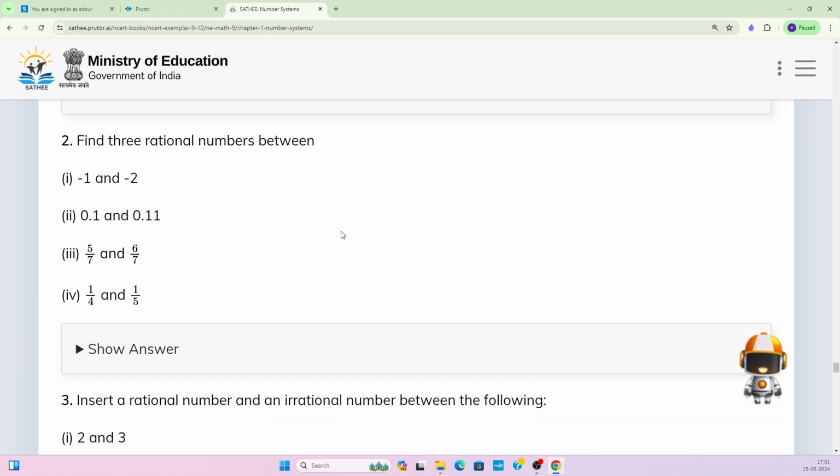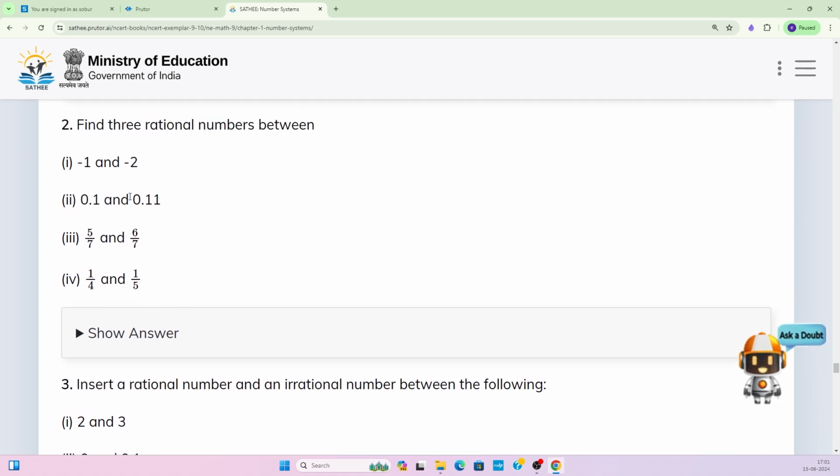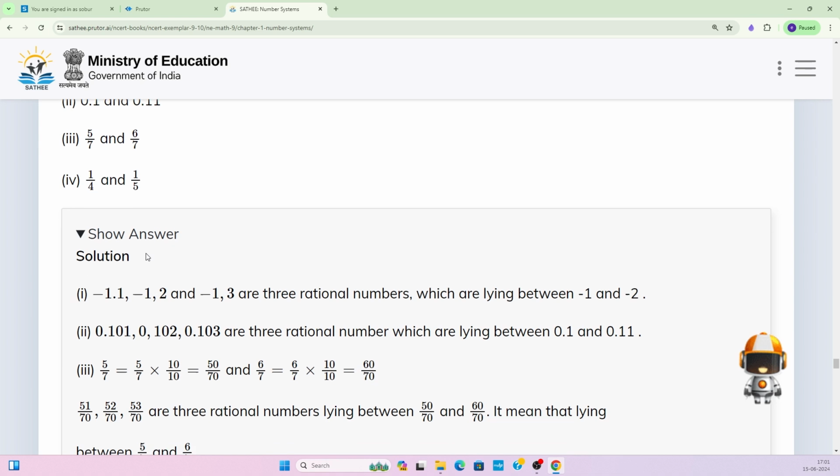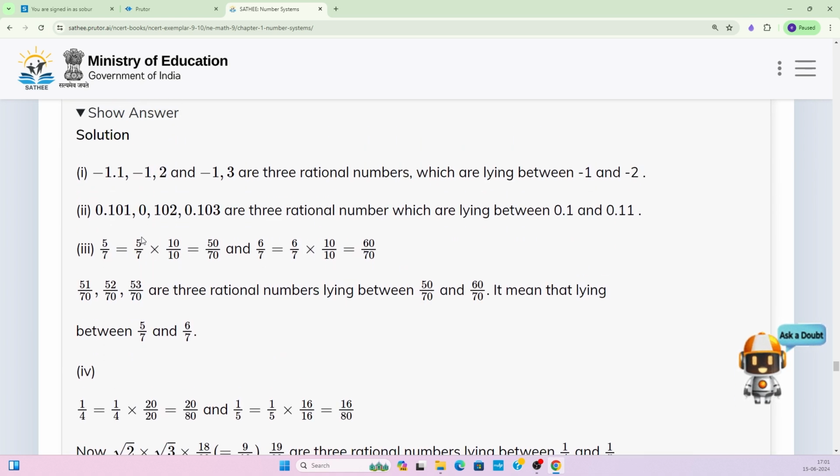Okay, then let us move to the next problem. In the next problem, find 3 rational numbers between -1 and -2, 0.1 and 0.11, 5 by 7 and 6 by 7, and 1 by 4 and 1 by 5. Let us find. -1.1, -1.2, and -1.3 are 3 rational numbers which are lying between -1 and -2.